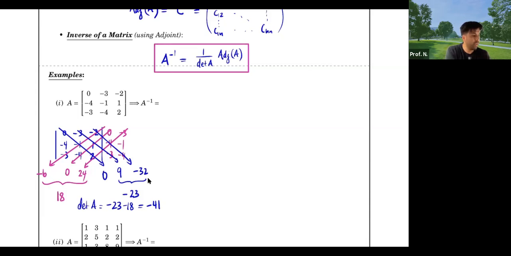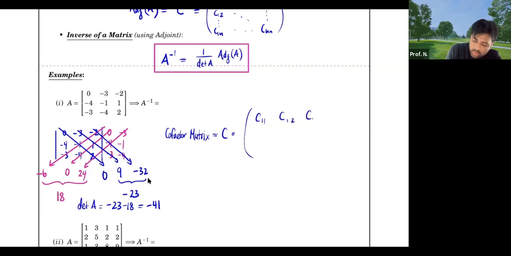You get -41. So once you have that established, then you have to find the adjoint, which again means you have to find the cofactor matrix. So what's the cofactor matrix? It's C11, C12, C13, C21, C22, C23, C31, C32, C33.